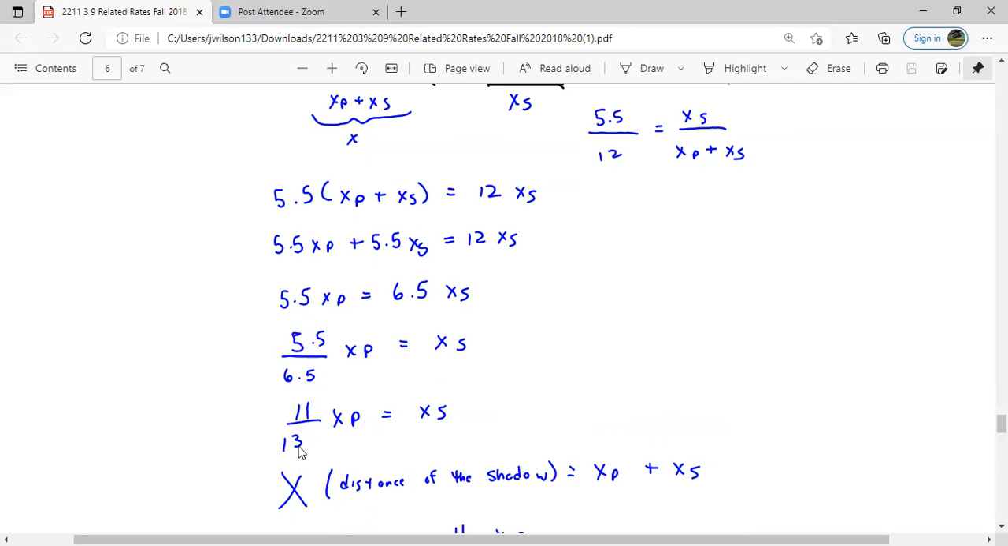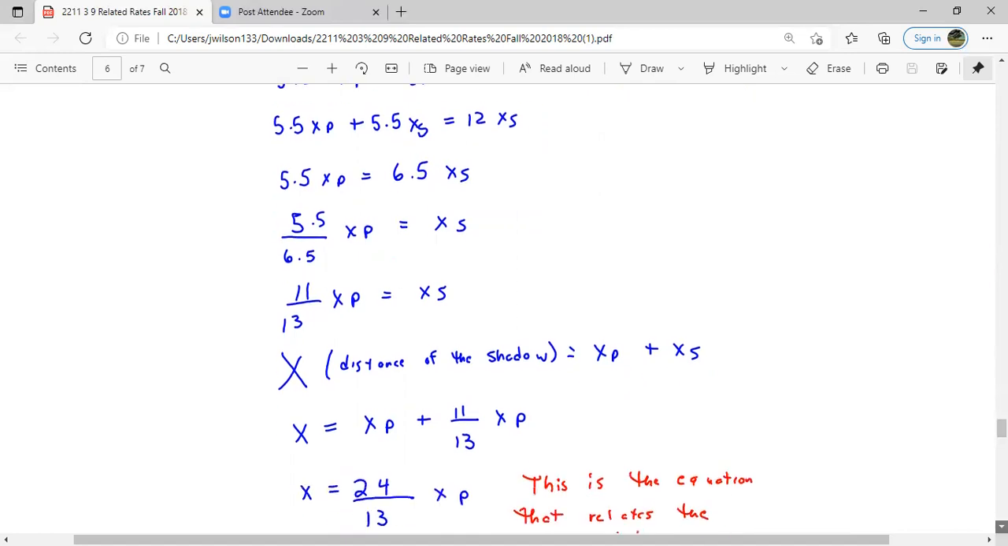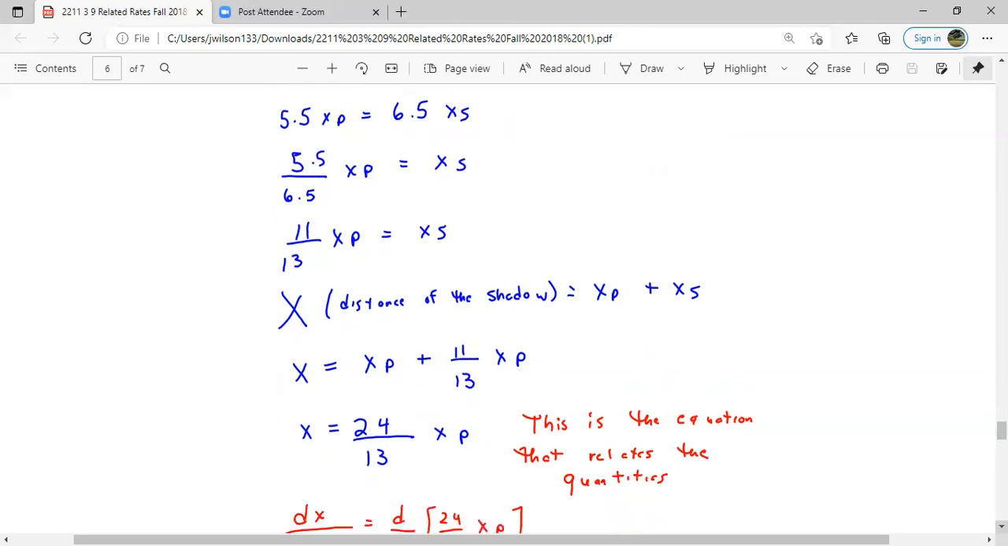It's the same thing. And then X, the distance of the shadow, is XP plus XS. So X is XP plus 11/13 XP, because that's what XS is. So really what we did here was we eliminated the variable XS. Now it's just in terms of X, and X is in terms of XP. If I add 13 over 13 XP to 11 over 13 XP, I get 24 over 13 XP. So now this is the equation that relates the quantities.